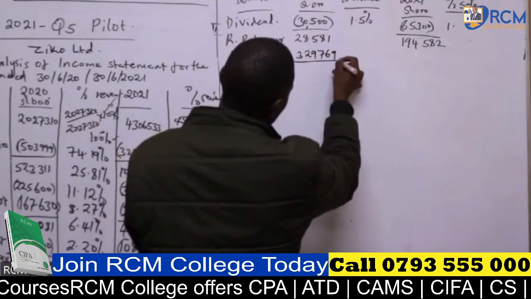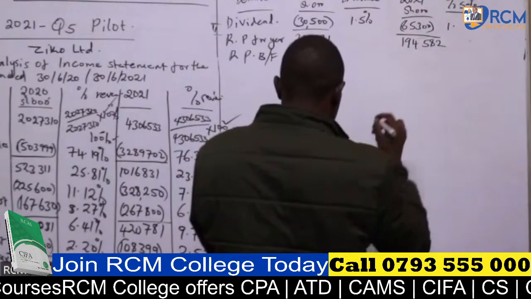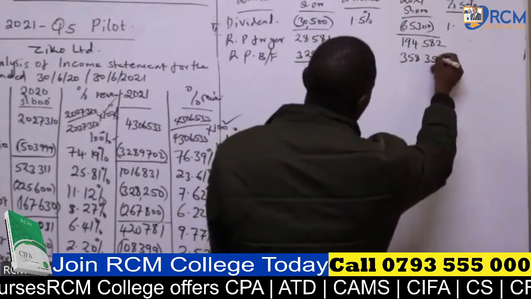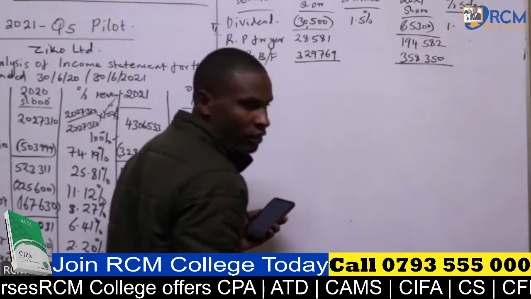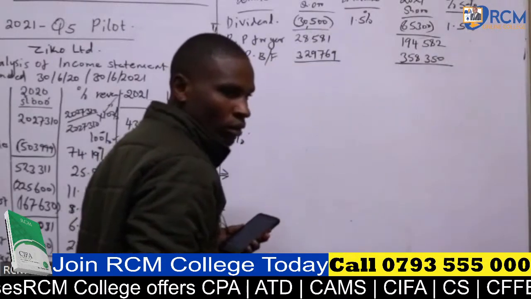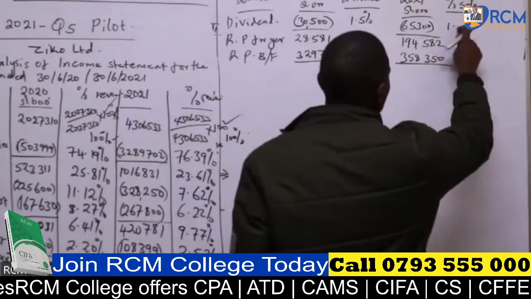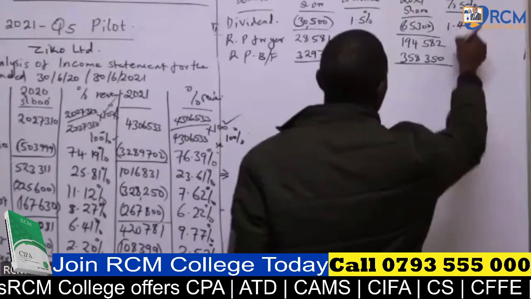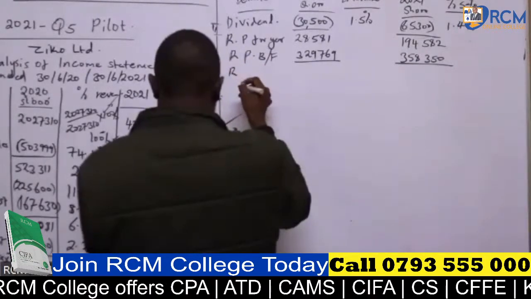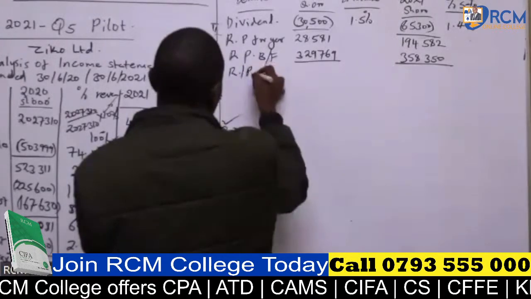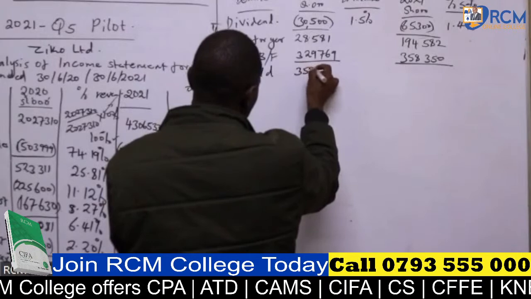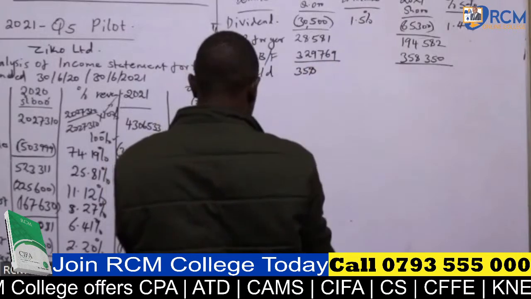Retained profit brought forward of 329,769. You can as well get the percentage of that. 358,350. You get the percentage of that. So this is 1.5%. I hope you people, 1.4, okay? 1.4. So there's a difference kidogo, higher. Then you get retained profit, profit carried down of 358. What about this percentage?